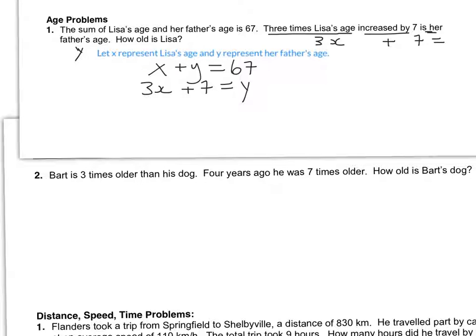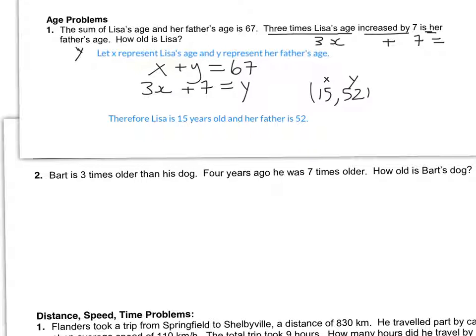You're going to put those into Desmos. You can graph them and find the intersection point. And when I put that into Desmos, I got an ordered pair of (15, 52). And remember, x was Lisa's age, and y is her dad's age. And so that makes Lisa 15 and her father 52, and we follow that up with a final statement. So therefore, Lisa is 15 years old and her father is 52.